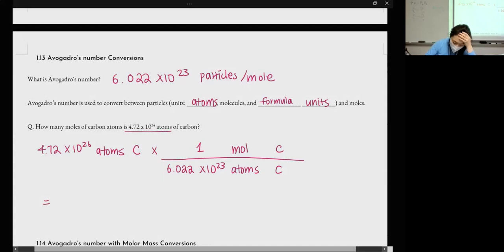So what I'm getting is 783.80 moles of C. That's a pretty big number. Let me double check: 4.72 times 10 to the 26 divided by 6.022 times 10 to the 23rd. Yeah, that is right.